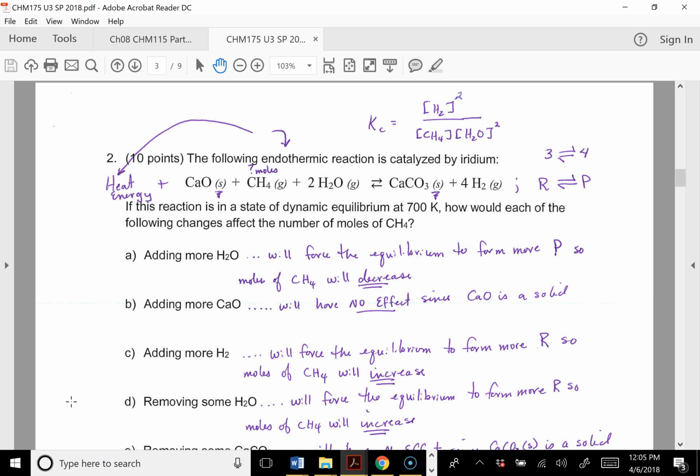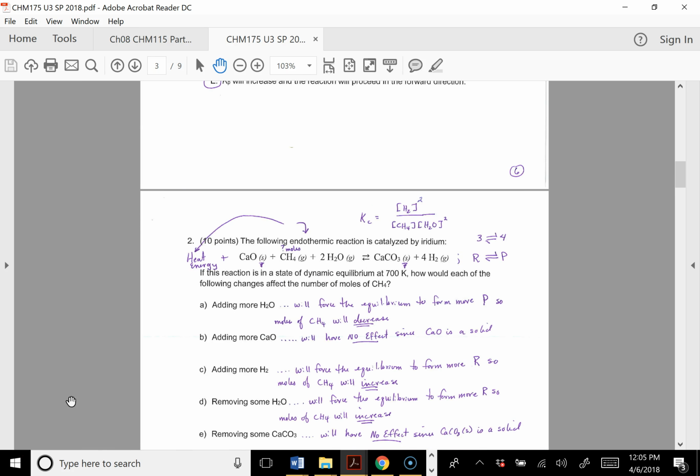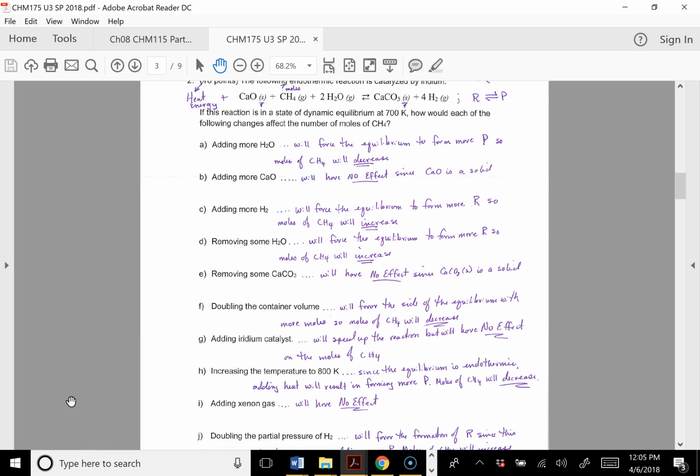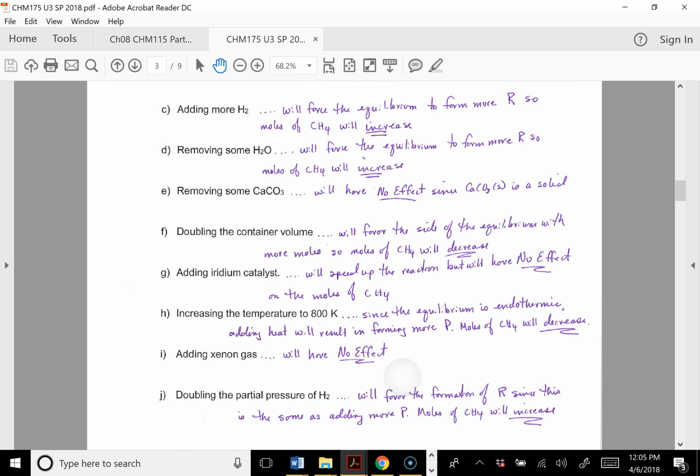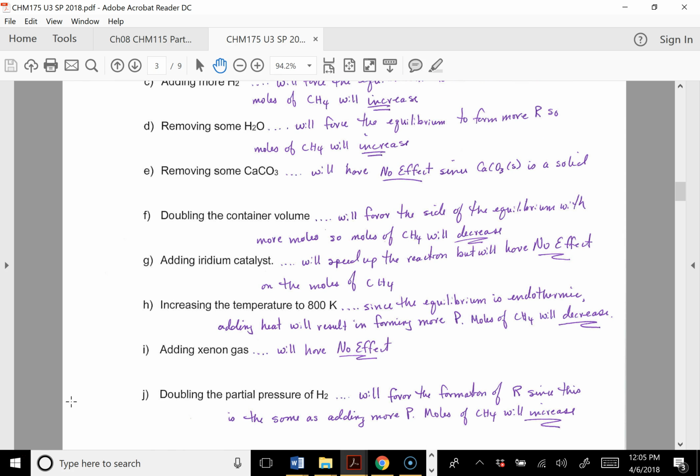Calcium hydroxide, or excuse me, calcium oxide, again, no effect. Adding more H2 is going to push it back, so we'll get more CH4. Removing some H2O is going to pull it over to the reactant side. We'll get more CH4. The next one, calcium carbonate, again, since it's a solid, has no effect. Doubling the volume of the container will favor the side that has more moles. So that actually is the product side, so your CH4 will decrease. Adding a catalyst, although it will happen more quickly, will have no effect on the moles.